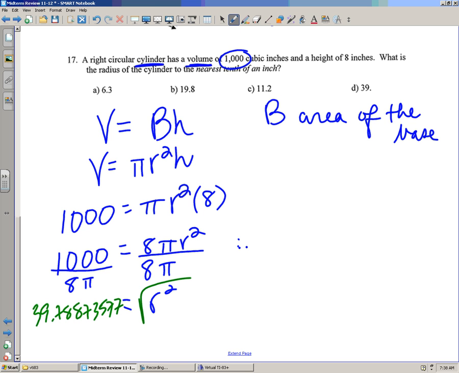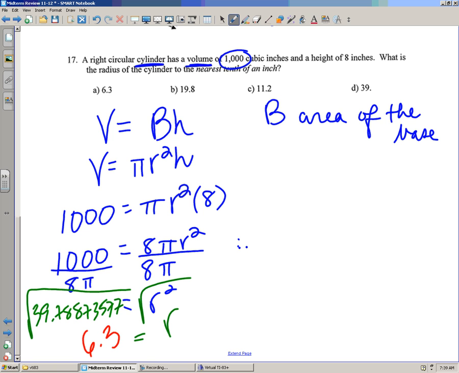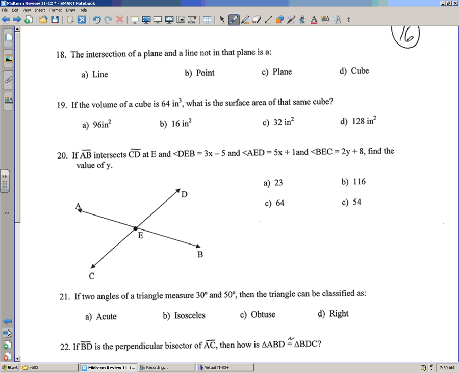And now we take the square root of that. That's what undoes the squaring. So taking the square root of that number, I'm just going to put the answer in. That's another way you can get around typing. Or you can just type the thing in. The square root of the answer is 6.307, blah, blah, blah. We want this to the nearest tenth. That would be 6.3 rounded to the nearest tenth. Easy question, but easy to mess up if you don't put parentheses around your 8 pi on the bottom. Okay, number 18, in the intersection of a plane and a line not in that plane. So here's my plane.